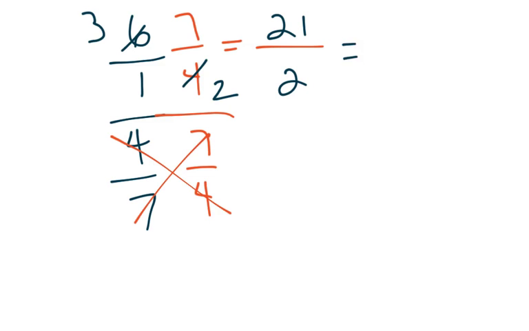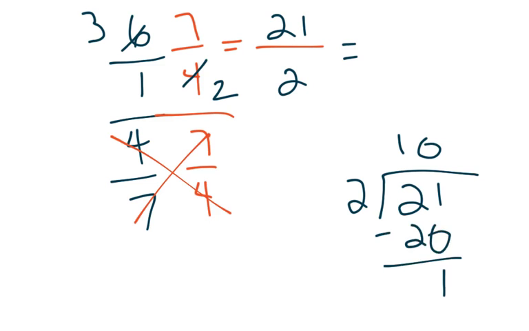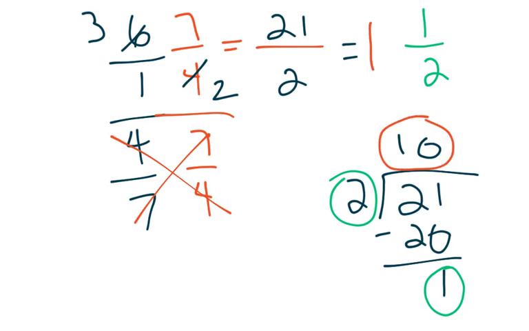This is a top-heavy fraction, so I'm going to divide it out. 2 goes into 21 10 times, which would be 20. So I'm going to have a remainder of 1. Don't forget the remainder and the divisor go together, and they make my fraction. And the whole number is my answer, so 10.5. 21 over 2 is 10.5.